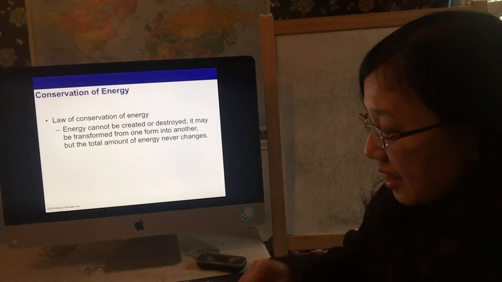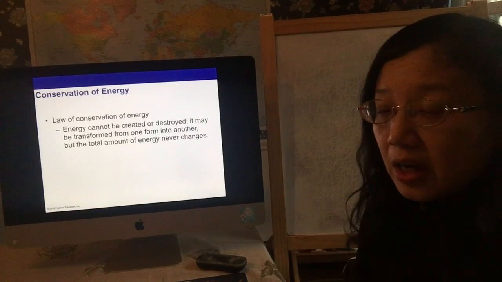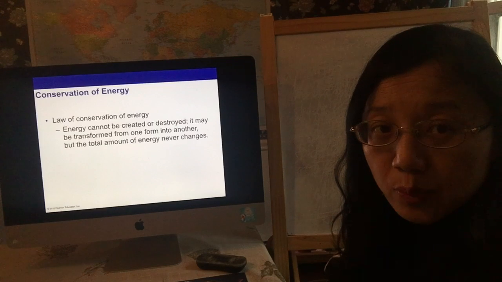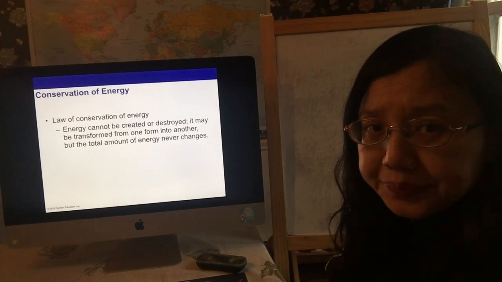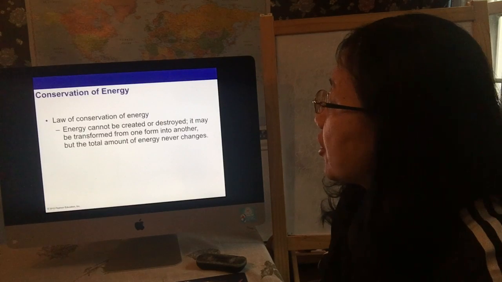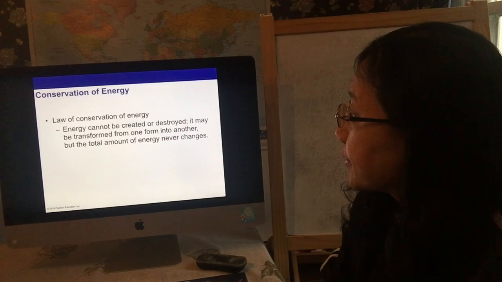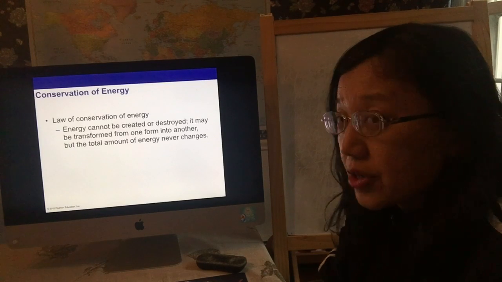So this video is about conservation of energy. Okay, so we talk about mechanical energy, right? There are two kinds of energy we mentioned. One is gravitational potential energy, the other one is kinetic energy. But the conservation of energy, as you can see from the slide here, talks about energy cannot be created or destroyed. Okay, it may be transformed from one form into another, but the total amount of energy never changes.